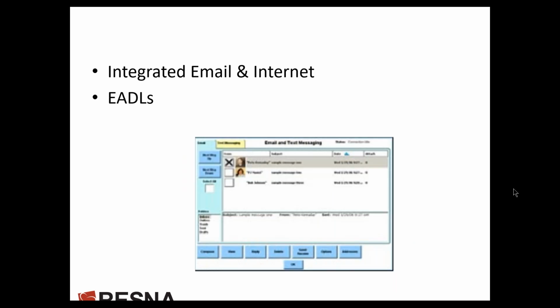And a lot of systems also have some nice integrated features, such as being able to access email and the internet, as well as electronic aids for daily living to control appliances in your home, even in your classroom or in your work environment.